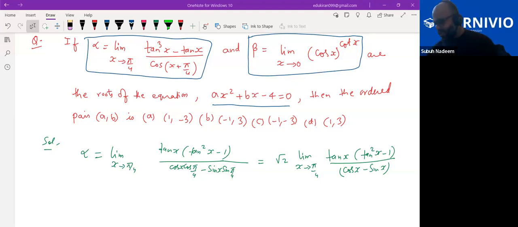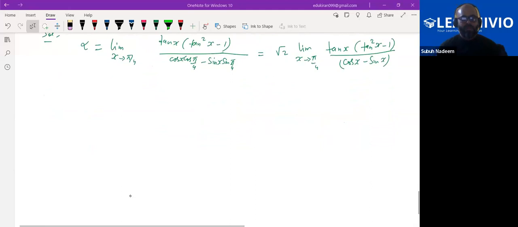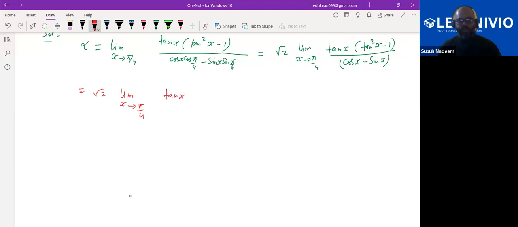So if we see here, this can be written as √2. There are a number of ways, but the shortest way basically is tan x into tan square x minus 1. And then we write it in the denominator as cos x and divide by cos x. So cos x by cos x will be 1 and sin x by cos x will be tan x. So this is how we can write it.